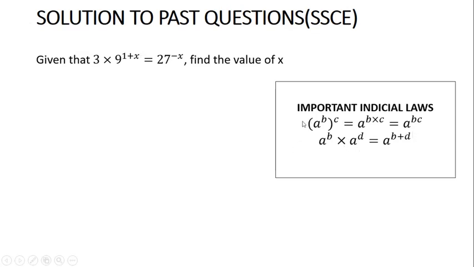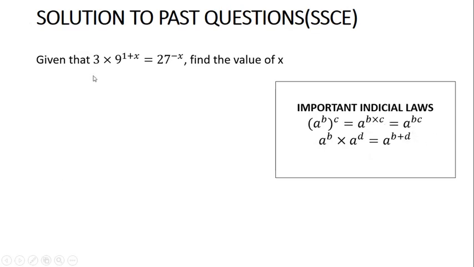What the first law is talking about is that anytime you have multiple powers, all you need to do is multiply all the powers together, then you arrive at this: a raised to the power of b, c. And the second law is talking about the law of multiplication. We'll call it the multiplicative law. Once you have multiplication in indices, all you need to do is add the powers, and then it turns out to be this.